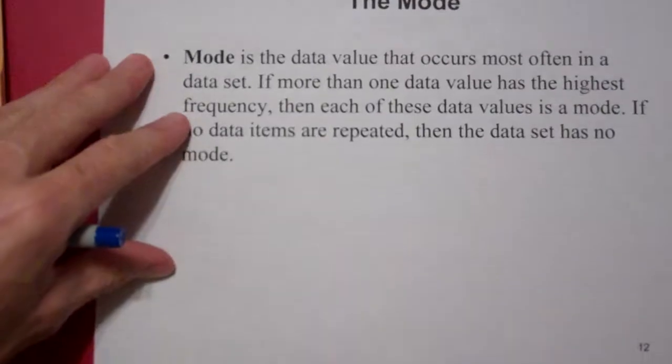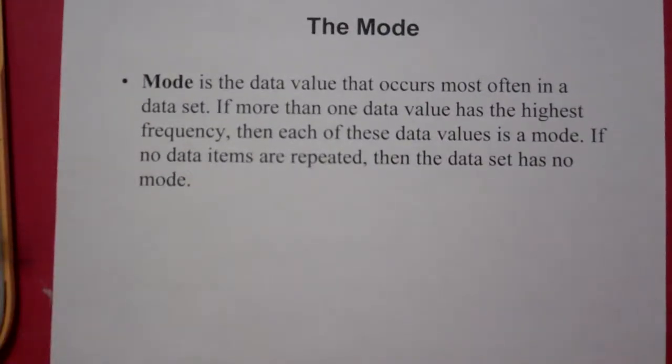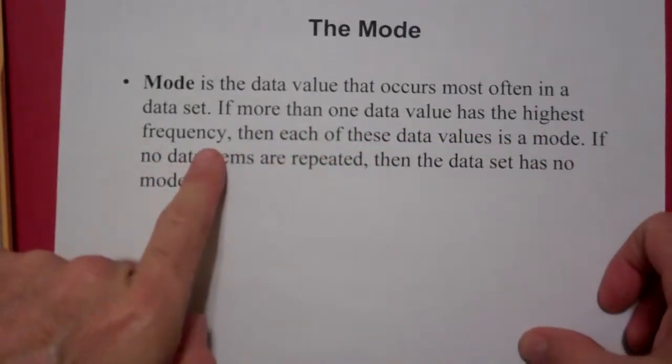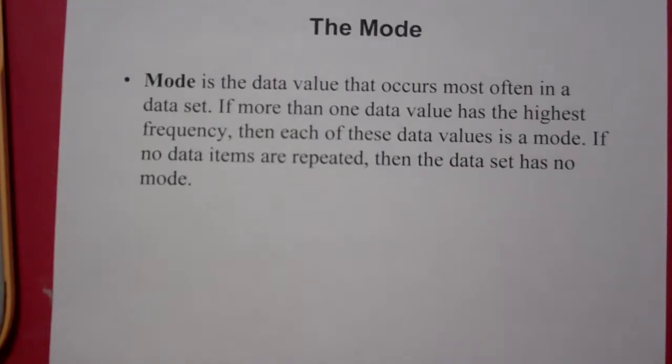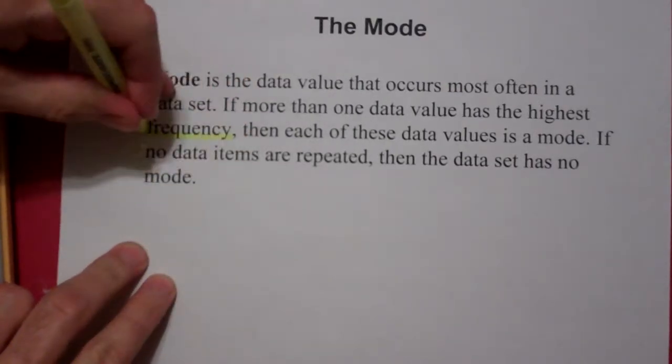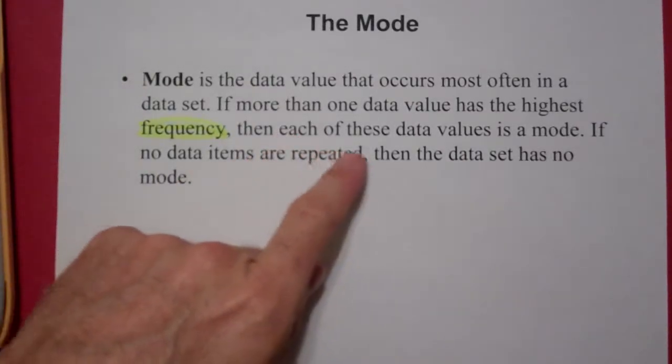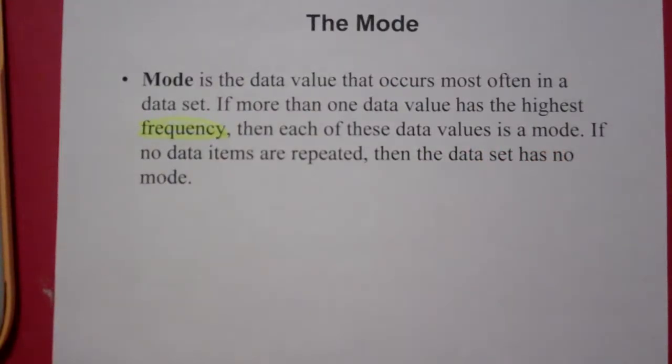Alright, so last we want to talk about is the mode. So the mode is the data value that occurs most often in a data set. If more than one data value has the highest frequency, and frequency is key here, right? It's the most frequent or the set of most frequent numbers. So in the frequency distribution, this is going to be the easiest way to find it. Then each of these data values is a mode.